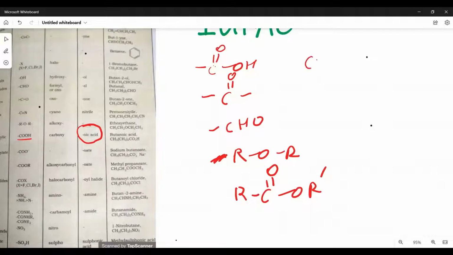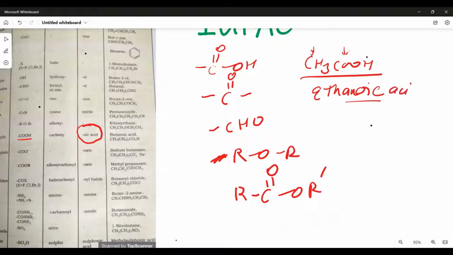Suppose you are having the molecule CH3COOH. Its name will be ethanoic acid, because two carbon atoms are there, so it is considered as ethane, and according to the carboxylic acid, it is oic acid. So it is considered as ethanoic acid. Since it has no other functional group or any other substituent, its name is simply ethanoic acid.